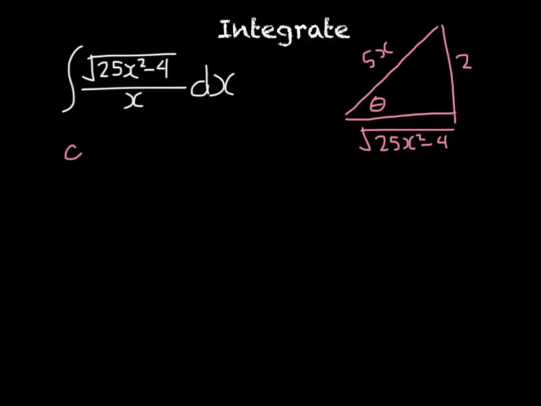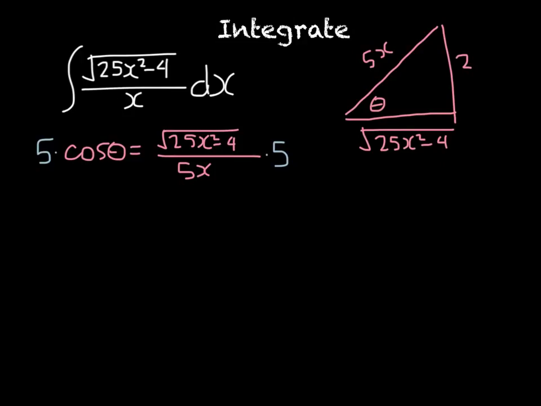Notice that the cosine of theta equals the square root of 25x squared minus 4 over 5x, which is almost exactly what we're integrating. In fact, if we just multiply both sides by 5, then we do get our integrand. Now we just need to put dx in terms of d theta. Notice from our triangle that we have the sine of theta equals 2 over 5x. So that gives us x equals 2 over 5 sine theta.